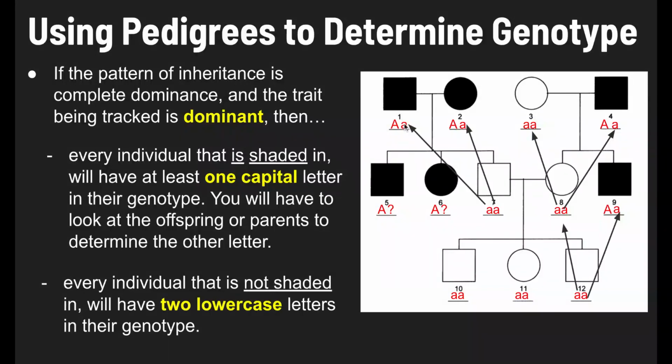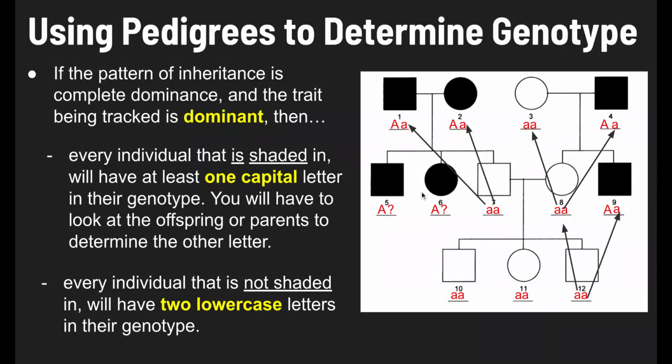Now, look at this first couple. They have a big A. This person has a big A because they're shaded in. But how did I figure out that this person has a little a? Well, I look at their child. So this couple had a child right here, and this child had 2 little a's. Well, one of those little a's came from this parent, and the other little a came from that parent. So that's why I put a little a here and a little a here. And I've drawn the arrows in to show you how I figured out the other letters as well.